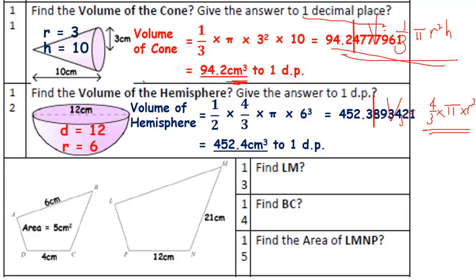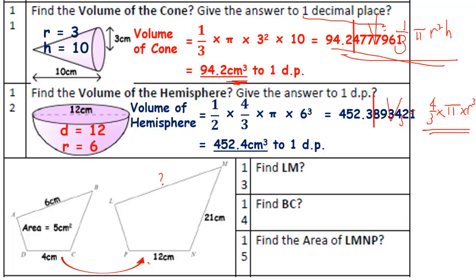Number 13, 14, and 15 are related to these diagrams here. And this is something that you're very, very likely to get in your exam. The question says find LM. So LM is, look for it, find it. This is where it is. So LM is over there. Now before we actually start this, let's see if we can work out what the scale factor is. How much bigger is the bigger one than the smaller one?